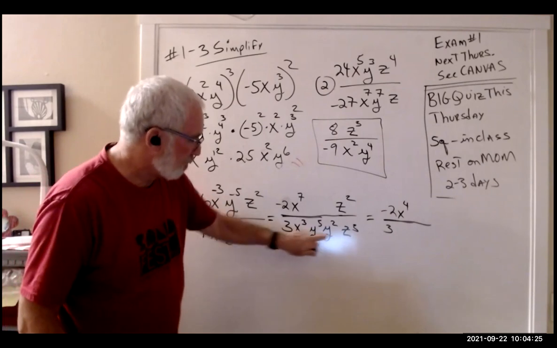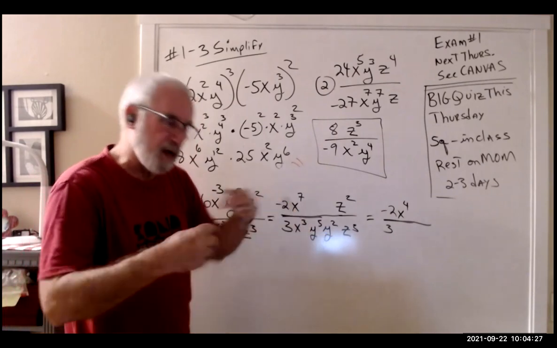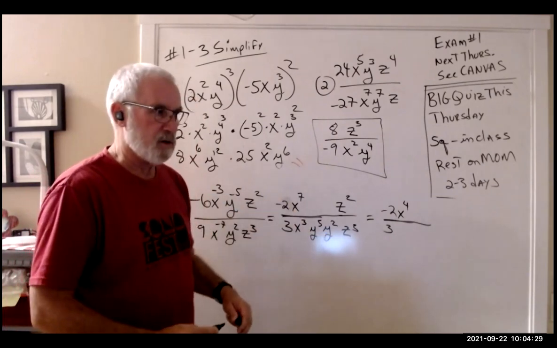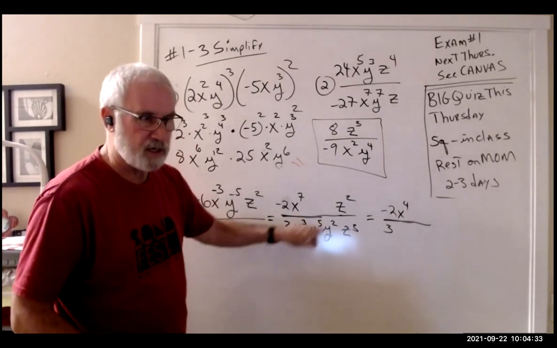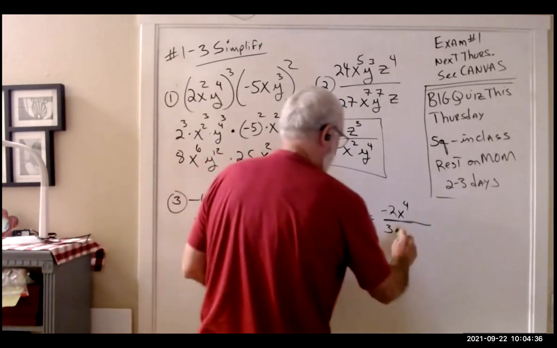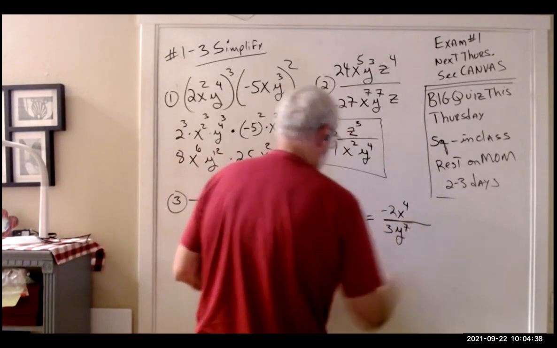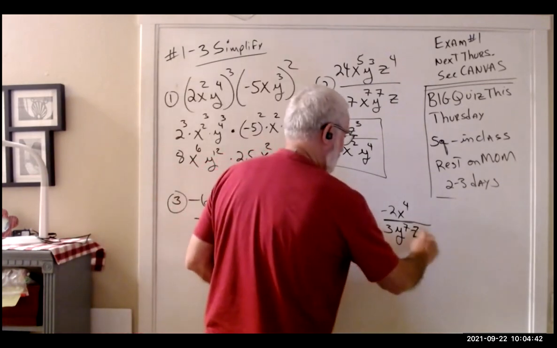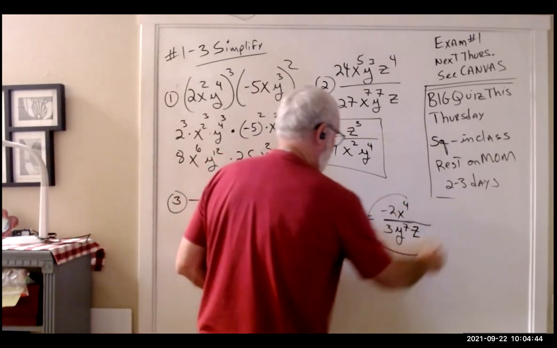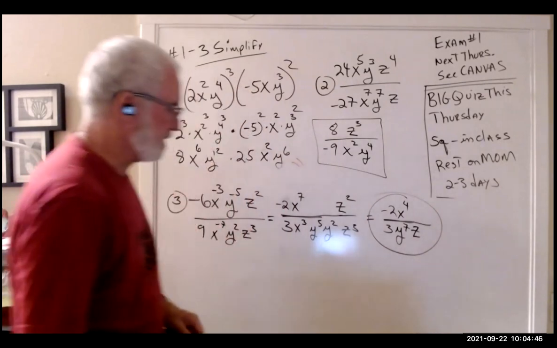Now my y's don't cancel. They just get bigger in the denominator. So I have 7 y's altogether in the denominator. Y to the 7. And my z's do some canceling, leaving me a single z on bottom. And that would be my final answer.